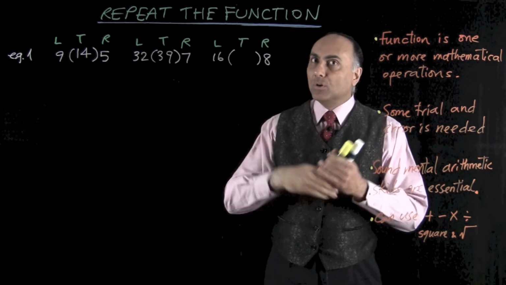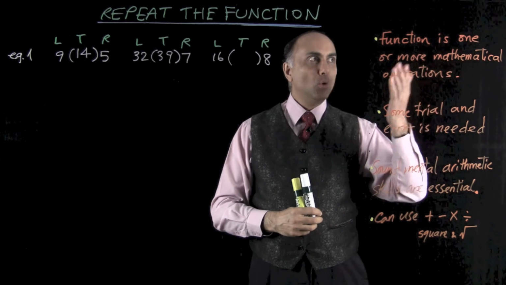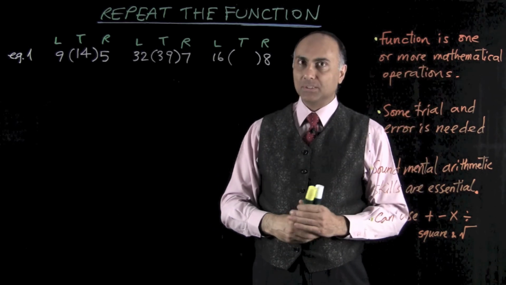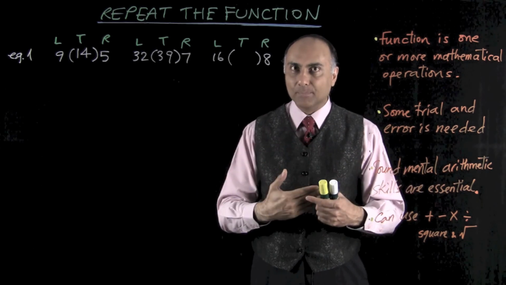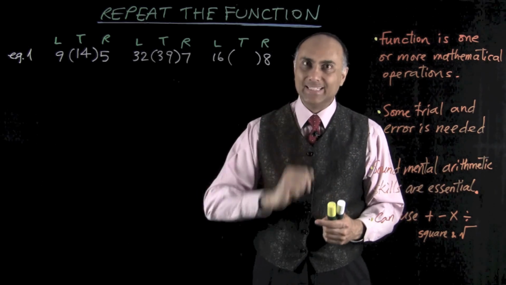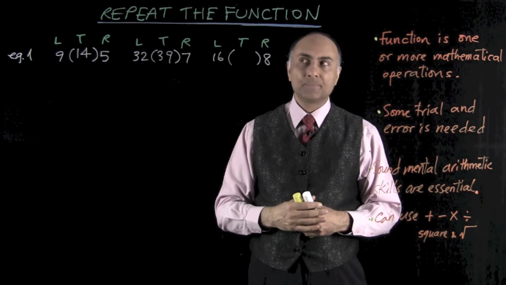So the way you combine them is called the function. What a function is, it's one or more mathematical operations. So that could be as simple as adding L and R, or subtracting them, or multiplying them, or dividing them, any single operation. But it can also be a combination of operations.